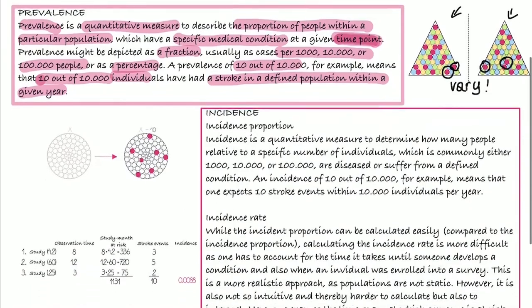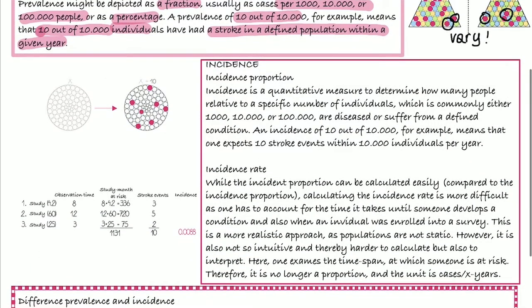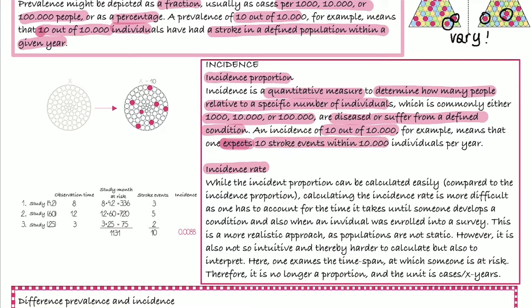Incidence, there we have to differentiate between the incidence proportion and incident rate. Incidence proportion is again a quantitative measure, and this is used to determine how many people, relative again to a specific number of individuals, are diseased or suffer from a condition like obesity. And here an incidence of 10 out of 10,000 means that we expect 10 stroke events within 10,000 individuals per year.